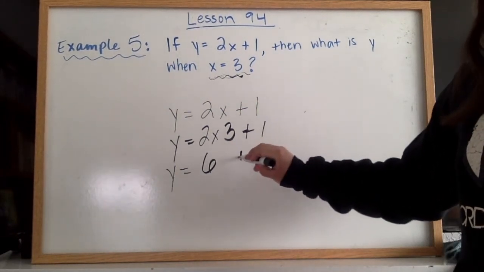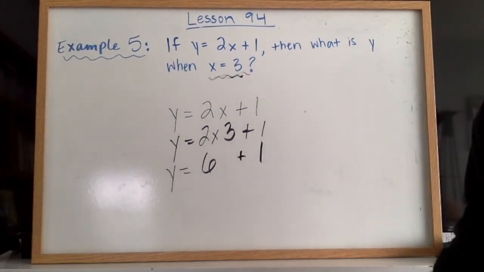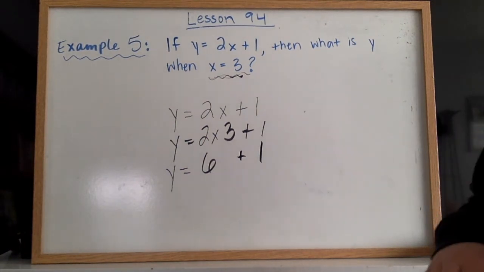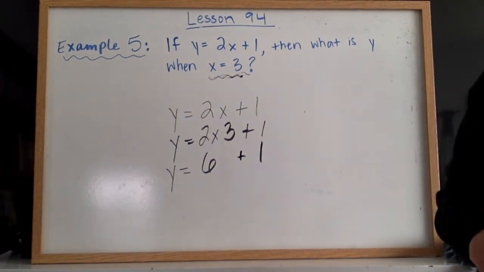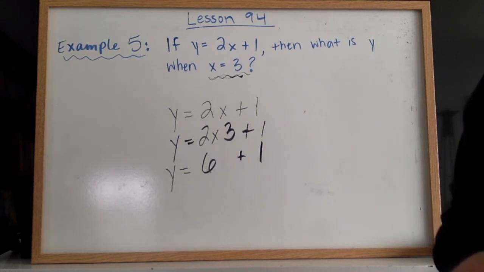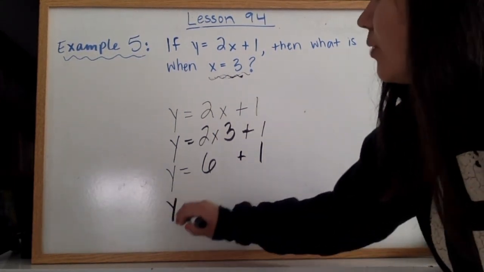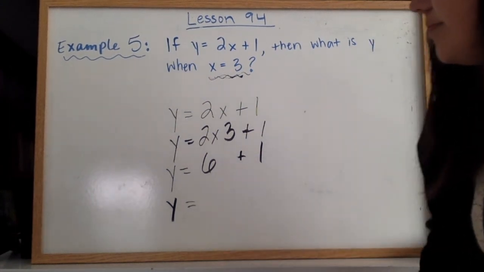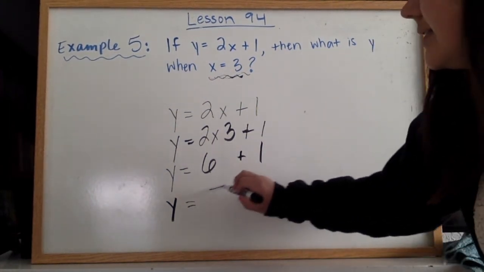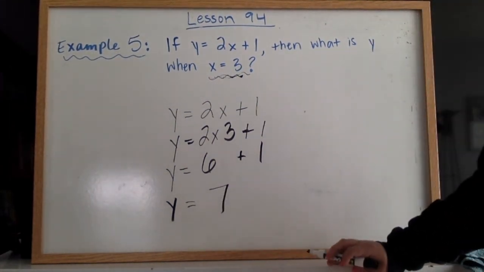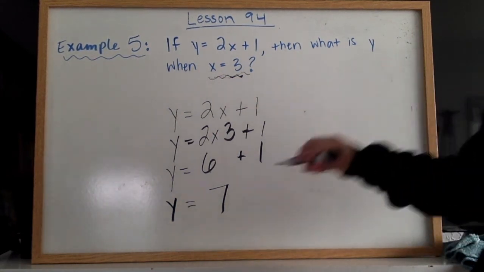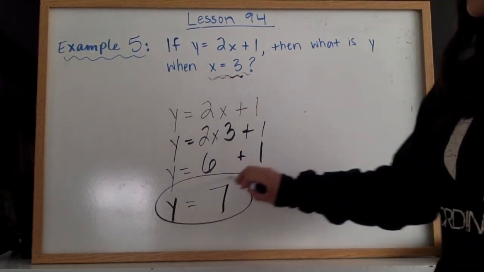I'm going to rewrite that. I like to do just one step at a time. It keeps us organized, and I can see your mistakes if you're to make any, okay? So just take it one step at a time. 6 plus 1 is 7. Okay, so now we know that y is equal to 7.